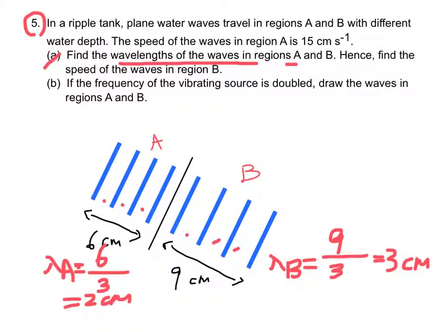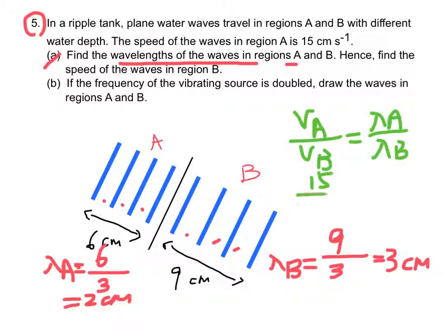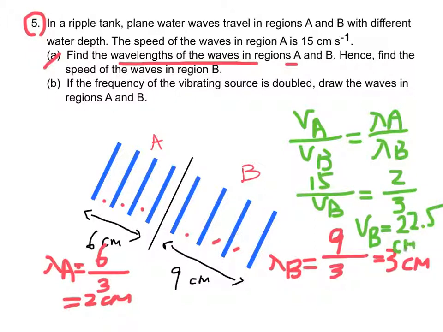By the ratio VA over VB equal to lambda A over lambda B, we have 15 over VB equal to 2 over 3. Therefore, speed of the wave in region B is equal to 22.5 cm per second.